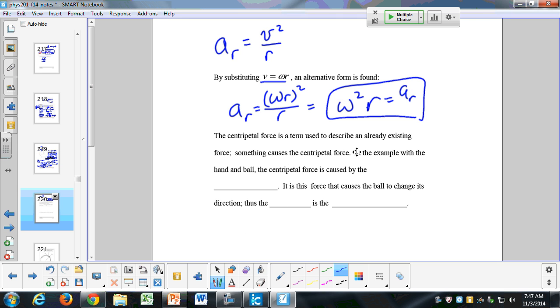Okay, so centripetal force. As I already said, it's a term that's used to describe an already existing force. So like in the earbuds, it's a tension force. If you're driving around in a car, it's a frictional force. Are there any other forces that can act as centripetal forces that you can imagine? Think of a banked curve, or maybe you've been on that ride at the fair that spins you around where you stand up against the wall and it squishes you against the wall?